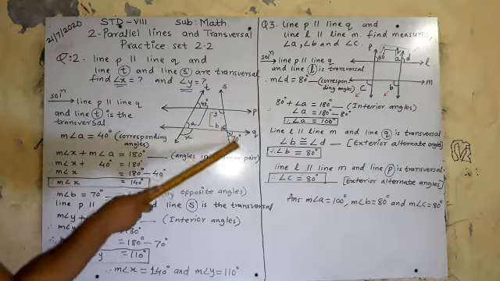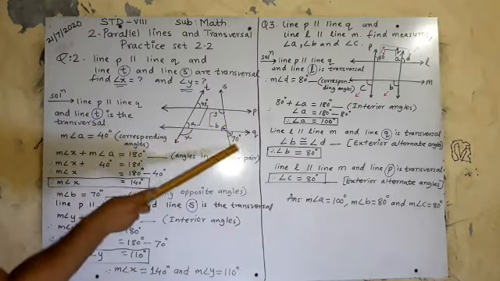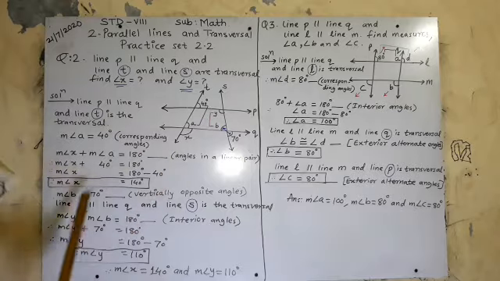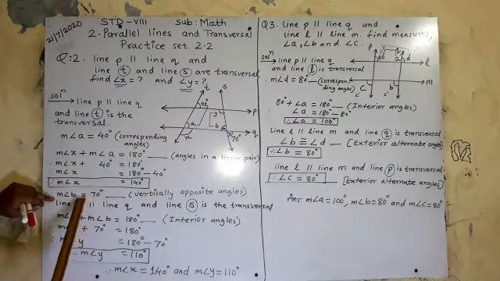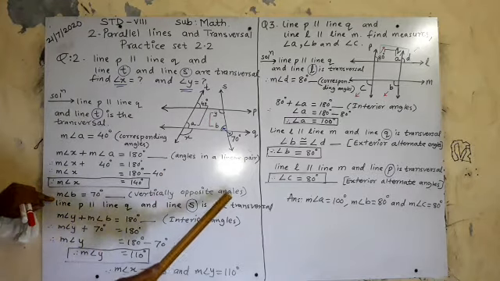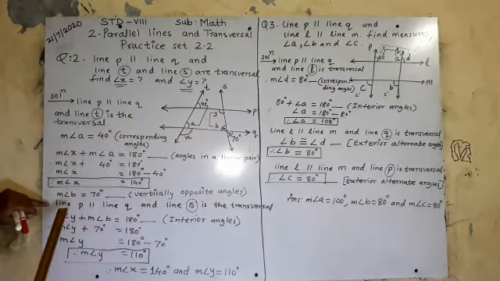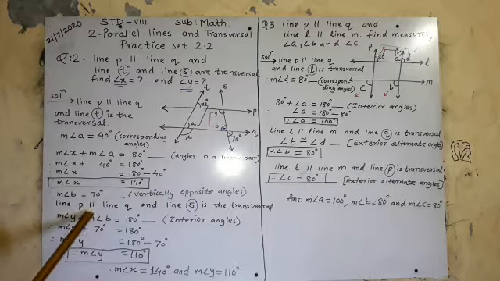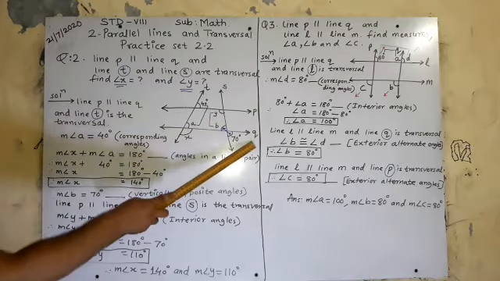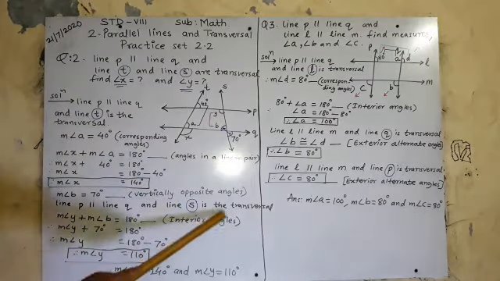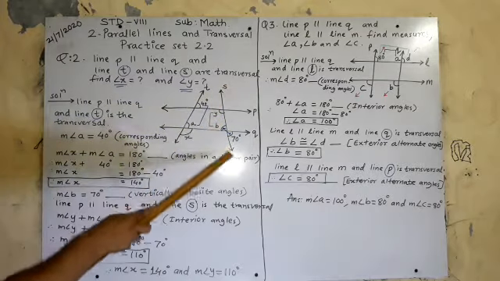Why? Because they are vertically opposite angles. So measure of angle B will be equal to 70 degrees, vertically opposite angles. But now you are focusing on this transversal. So you mention line P parallel to line Q, and line S is the transversal. Now you will focus here only.